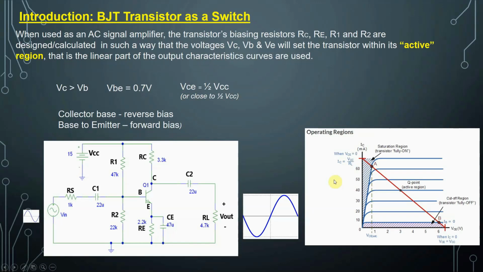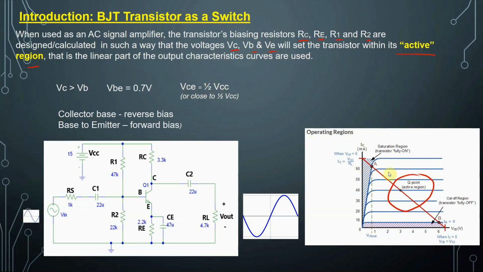So before we start, let us have a recap of previous experiments about the transistor. When we use it as an AC amplifier, the transistor's biasing resistors RC, RE, R1, R2 are designed or calculated in such a way that the voltages VC, VB, VE will set the transistor in active mode. So in active mode only, we can use the transistor as an amplifier.